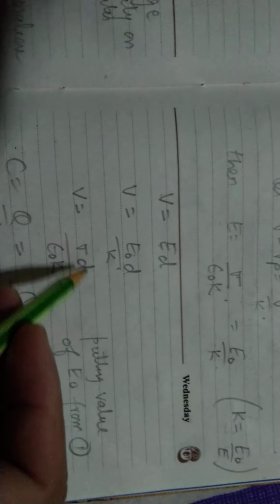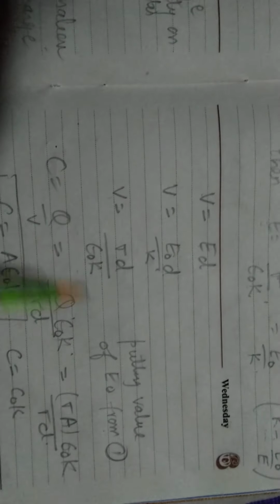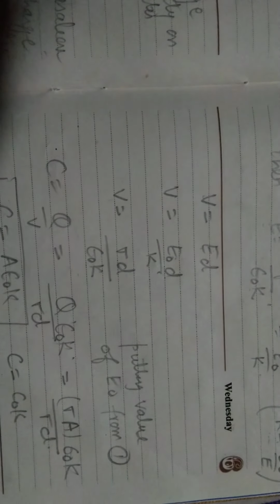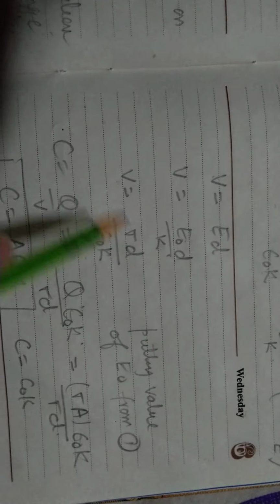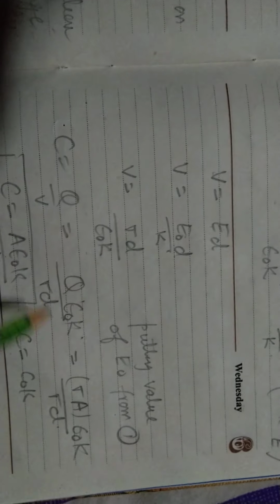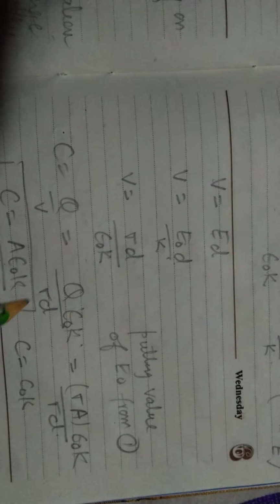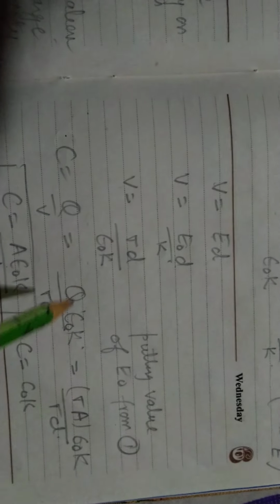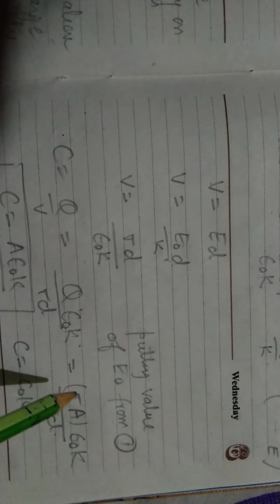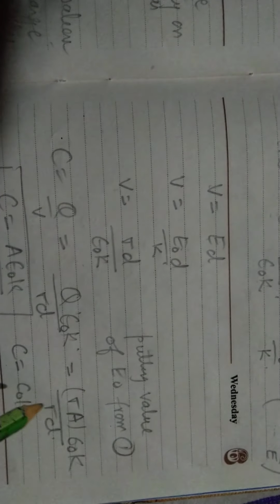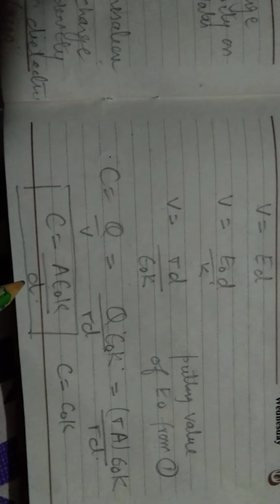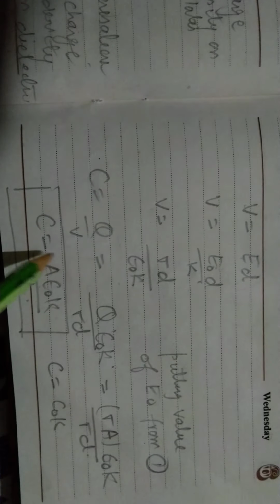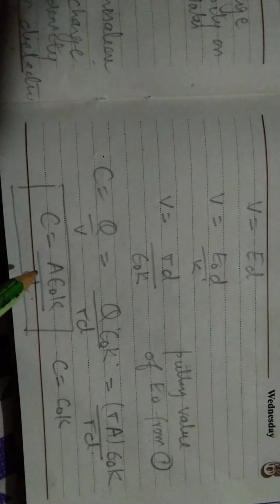Now with this V, we use the relation C is equal to Q by V. So C is equal to Q divided by V, which gives Q over sigma D over epsilon naught K. Now we keep the value of Q as sigma into A. Sigma cancels, and we get C is equal to A epsilon naught K by D, and you know that A epsilon naught by D is C naught, as we have written earlier.